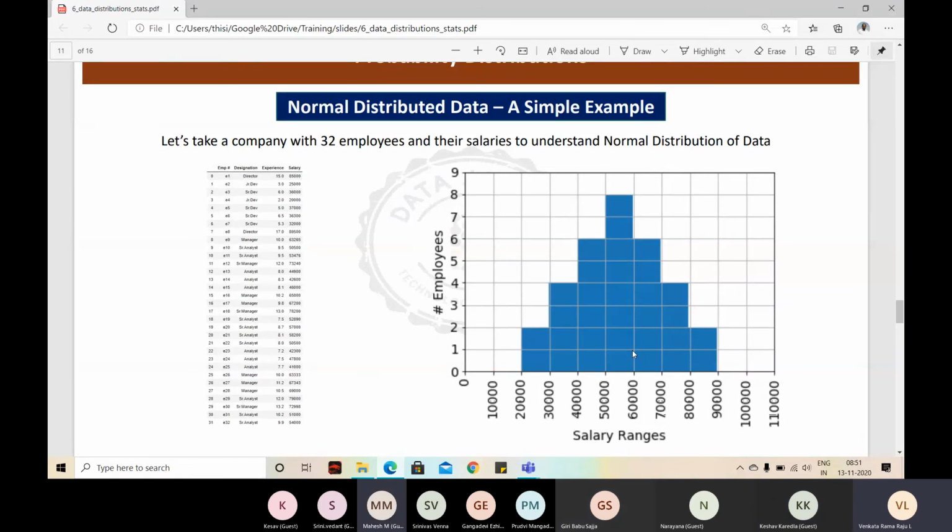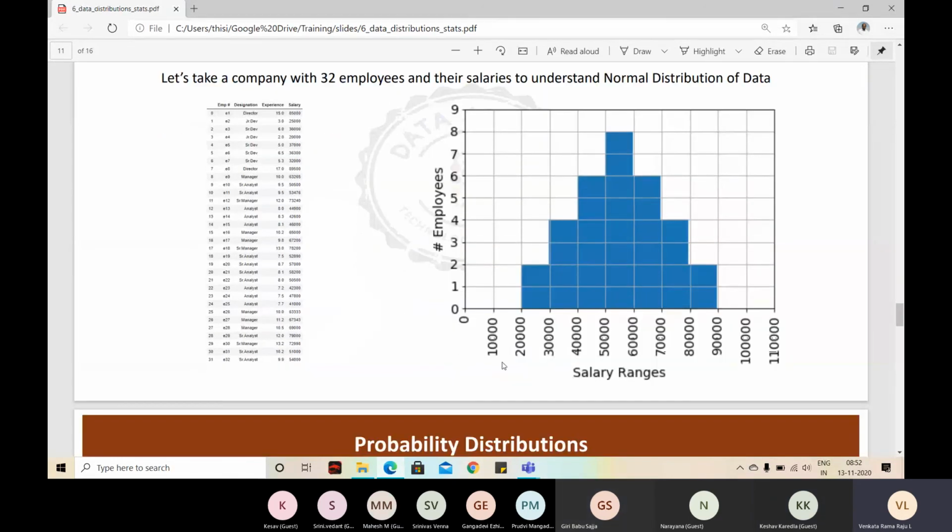Salaries, right? On the x-axis, whatever we took, that is the data we are trying to analyze: salaries. The y-axis is count, the number of employees. So salaries is the thing we are trying to understand. The salaries data is normally distributed.